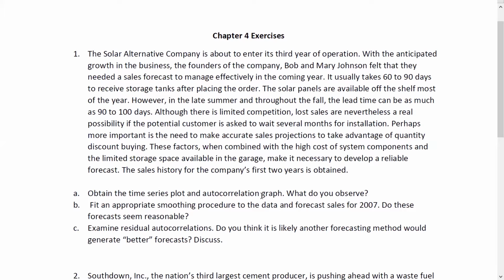Although there's limited competition, lost sales are nevertheless a real possibility if the potential customer is asked to wait several months for installation. Perhaps more important is the need to make accurate sales projections to take advantage of quantity discount buying. These factors, when combined with the high cost of system components and the limited storage space available in the garage, make it necessary to develop a reliable forecast. The sales history for the company's first 2 years is obtained.